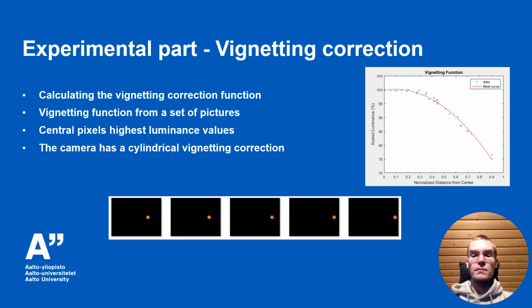Then in MATLAB I extracted the luminance value of the light source and the coordinates in the pictures, and found that this drop in luminance magnitude follows a cylindrical pattern, which means that it's only dependent on the distance to center, which of course made the calculation quite a lot easier, and the vignetting function can be seen here on the right side.